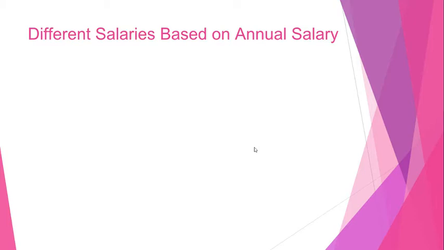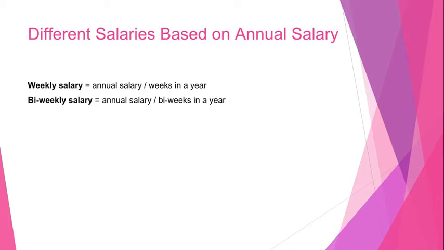Different salaries based on annual salary. Weekly salary, the way you're going to compute it is take your annual salary, divide by weeks in a year to figure out how much you're going to get paid each week. Bi-weekly salary, you're going to take your annual salary and divide by the bi-weeks in a year. If you're doing it for 1 year bi-weekly, there would be 26. You take your annual salary, divide by 26, and that would be what your paycheck would be every 2 weeks. If you're getting paid semi-monthly, you take the annual salary and divide by the semi-months in a year. Monthly, annual divided by the months in a year.